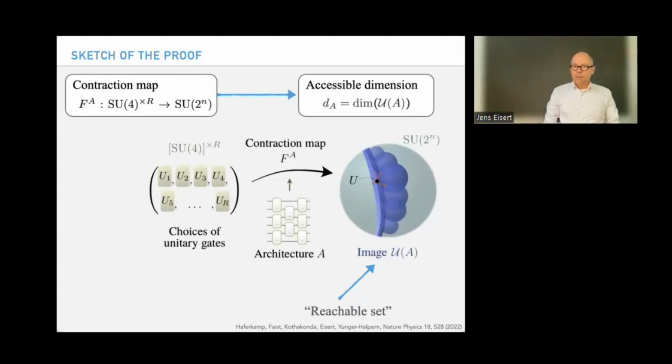That's a funny set. It would be a reachable set of unitaries that we can reach by turning the knobs of the unitaries in the gates that we have. This reachable set will be in this big space. It's a funny set. It's not a manifold. It's very fingery and very funny. It's a set, and this set will have a dimension, and that dimension we call the accessible dimension of the set.